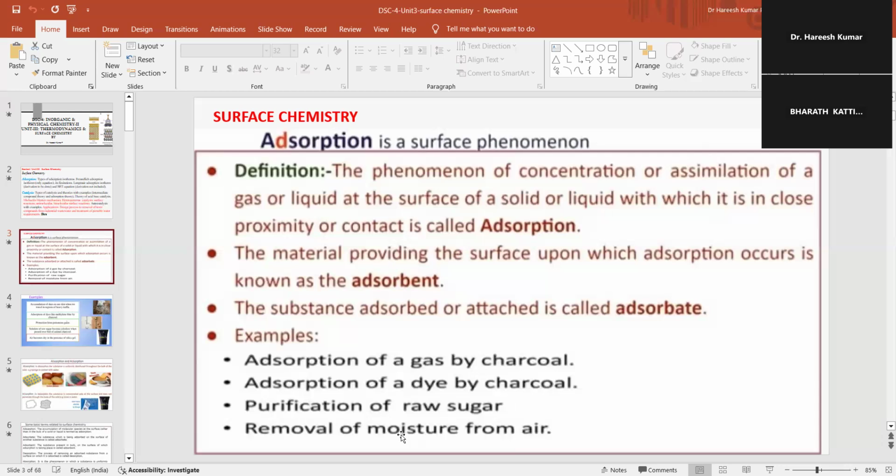This adsorption technique is also used in the removal of moisture from the air. That means if you want to purify air from the moisture, we can use silica gel as the adsorbent. So silica gel removes the moisture present in the air in the room or other space. I'm taking a few more examples. This example itself is a little elaborated here.